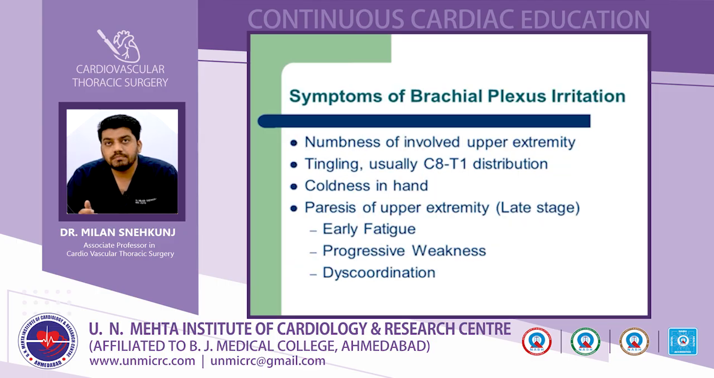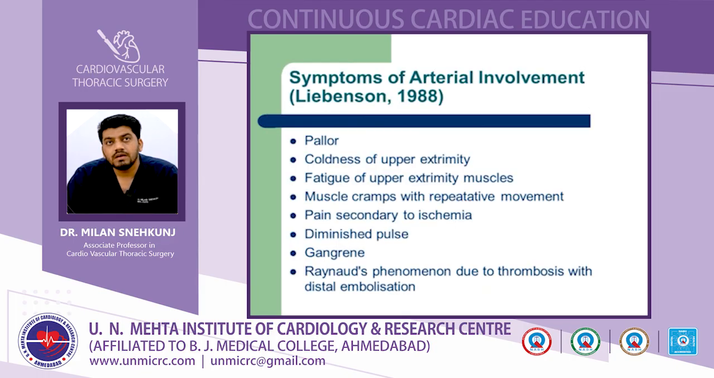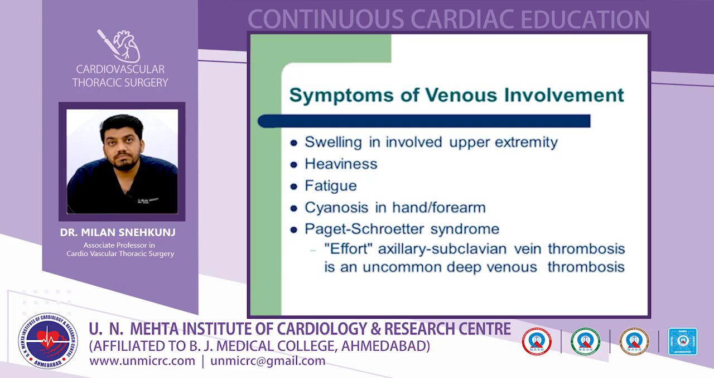So what are the symptoms of brachial plexus irritation? Tingling, numbness, usually in C8 to T1 distribution, coldness, paresis, early fatigue, progressive weakness, and discoordination of the upper limb. This is a dermatome of the upper extremity. What are the symptoms of arterial involvement? Pallor, coldness, fatigue, muscle cramps, pain secondary to ischemia, diminished pulse, gangrene, Raynaud's phenomenon. Symptoms of venous involvement: swelling, heaviness, fatigue, cyanosis, Paget-Schroetter syndrome, which is effort axillary subclavian vein thrombosis.